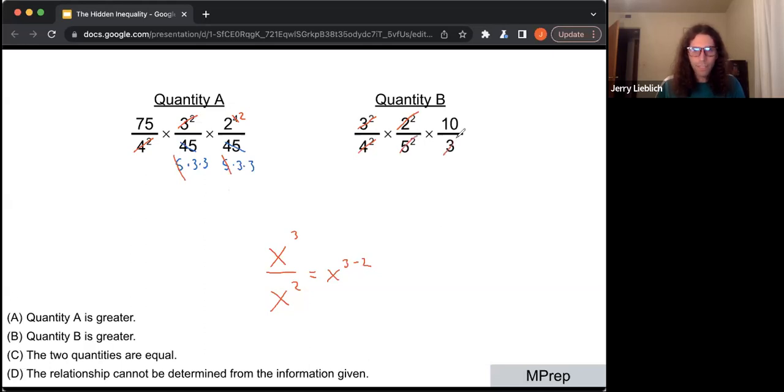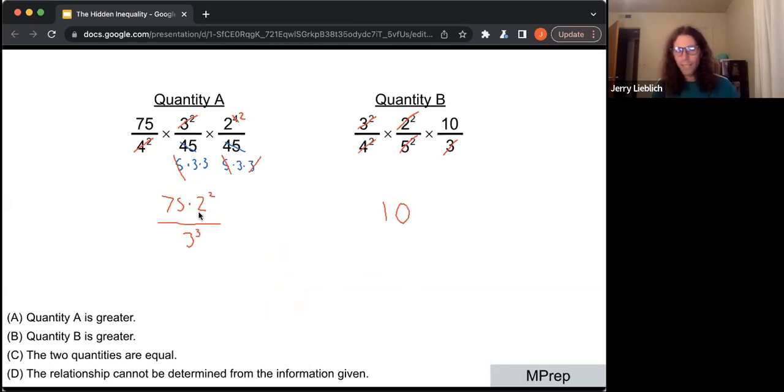I see I've got a 3. Let me get rid of one of these 3s. So now what I'm left with here is 75 times 2 squared over 3 to the 3rd versus 10.